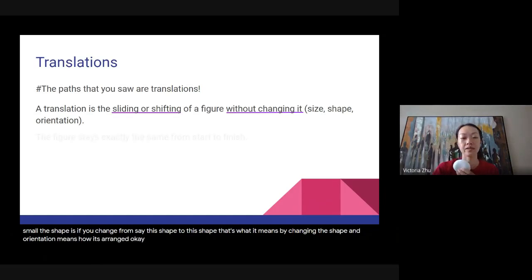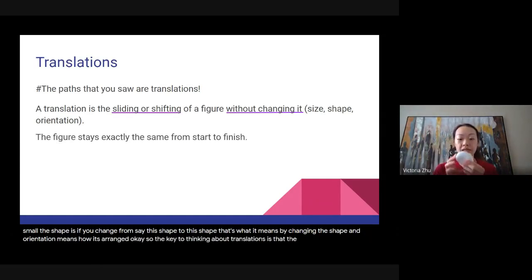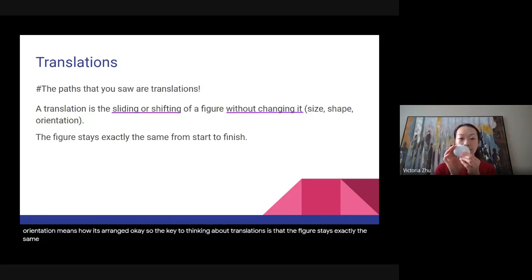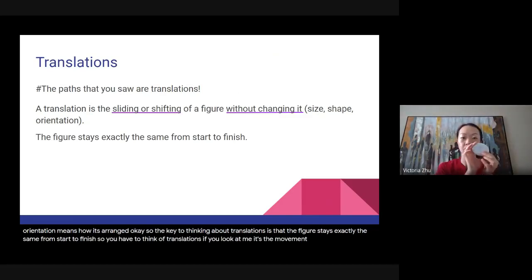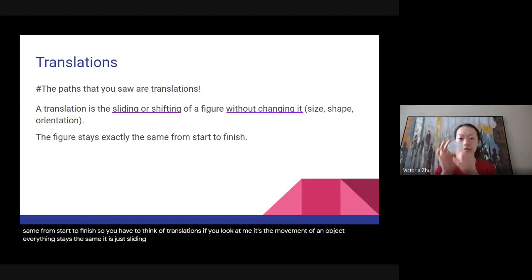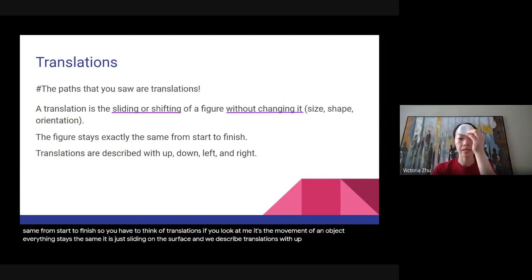Okay? So the key to thinking about translations is that the figure stays exactly the same from start to finish. You have to think of translations, if you look at me, as the movement of an object. Everything stays the same. It is just sliding on the surface. And we describe translations with up, down, left, or right.